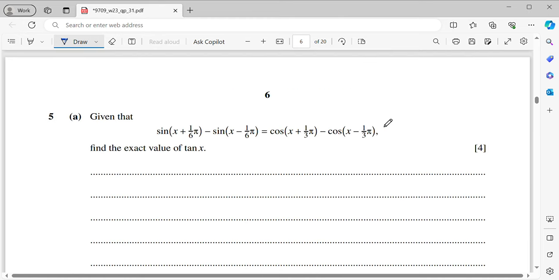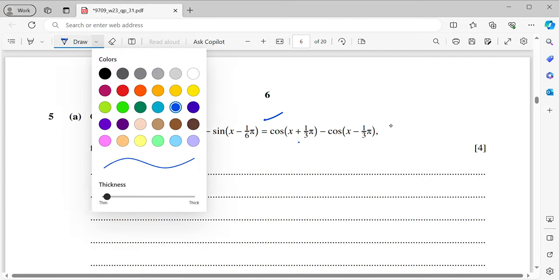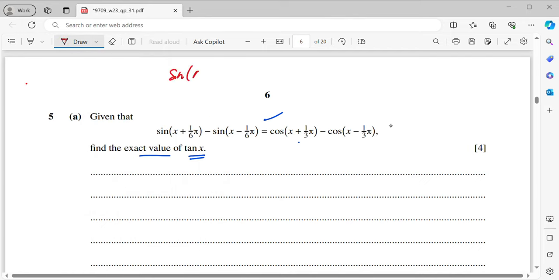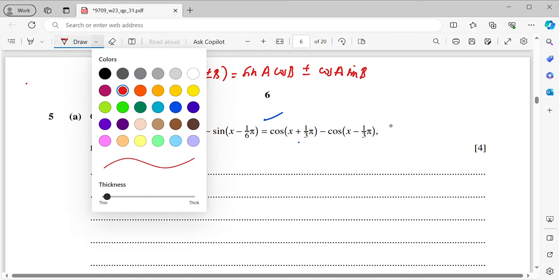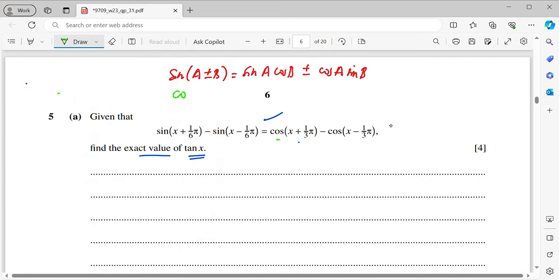Okay, next question number 5. Given this equation, find the exact value of tangent x. Since you have sine of two terms and also cos of two terms, we need to use these formulas. Sine (a plus minus b) equals sine a cos b plus minus cos a sine b. Another formula for the cos: cos (a plus minus b) gives cos a cos b minus plus sine a sine b.